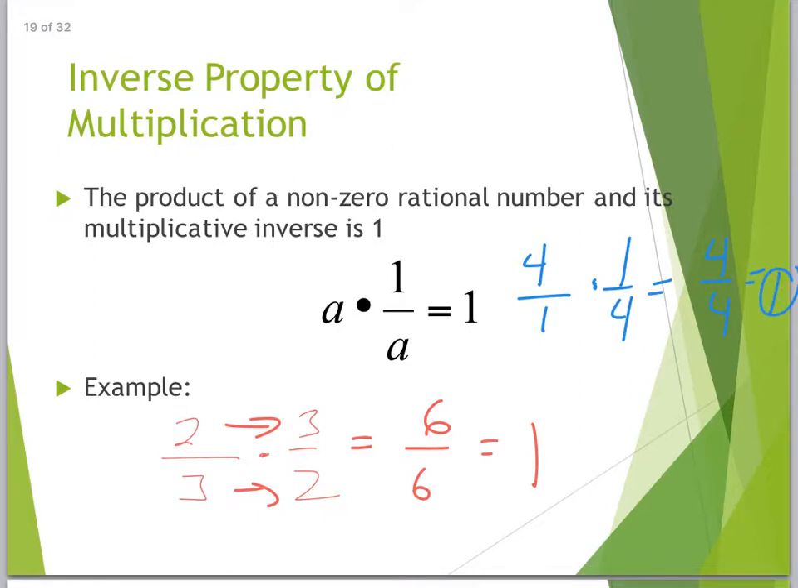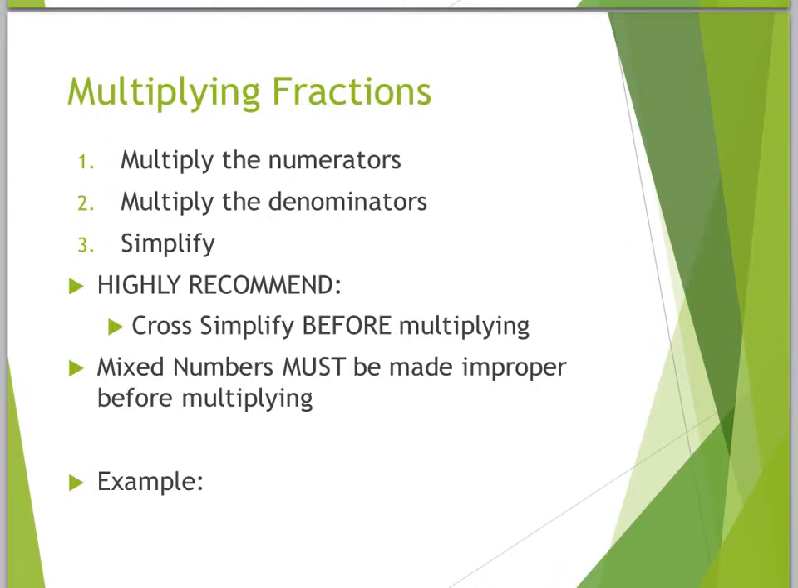Alrighty, there you are. Now, as a reminder, you did this last year, multiplying fractions. You multiply the numerators, multiply the denominators, simplify. Now, cross-simplifying before multiplying is not a bad idea. Mixed numbers must be made improper before you multiply. So we'll give a few examples of that here in just a second. So if you need to pause me so you can write all this down, I know it's a lot of words, go ahead and do so.